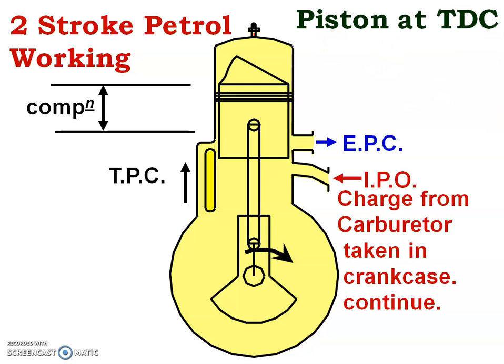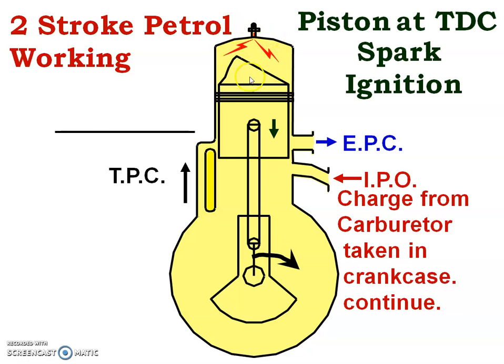The piston reaches the TDC. Inlet at the bottom of the piston continues. Now when the piston has reached the TDC, the fresh air and petrol have been compressed to high pressure and temperature. And at the end of the compression, the spark takes place. So this is the spark. The piston is at TDC and spark ignition takes place. Due to the spark, the petrol burns in the presence of air and energy is generated.